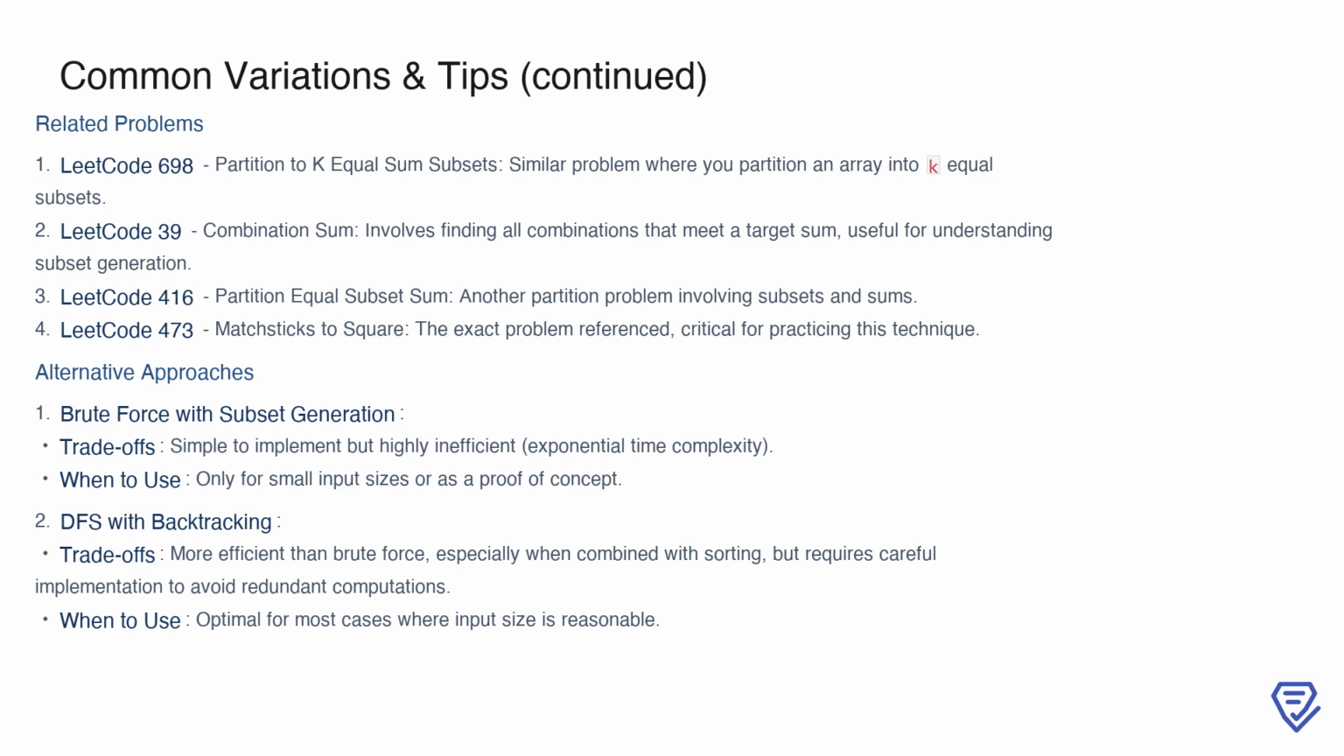When it comes to alternative approaches, brute force with subset generation is a straightforward method, but its exponential time complexity limits its practicality to small inputs or proof-of-concept scenarios. A more efficient approach is depth-first search with backtracking. By combining this with sorting, you can eliminate redundant computations and improve performance, though it requires careful implementation. This is often the go-to solution for most input sizes.